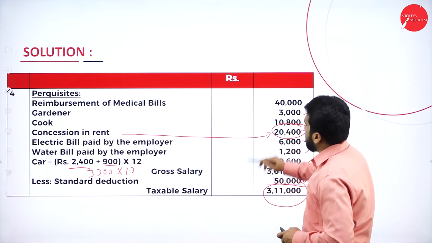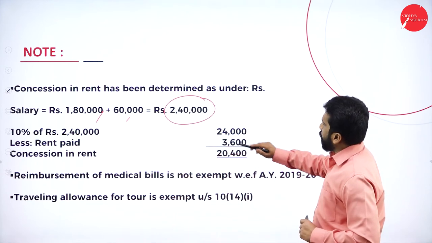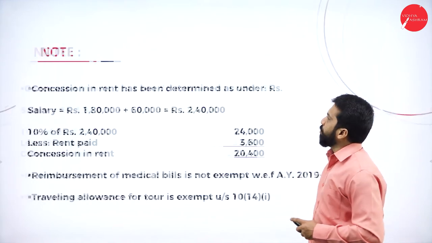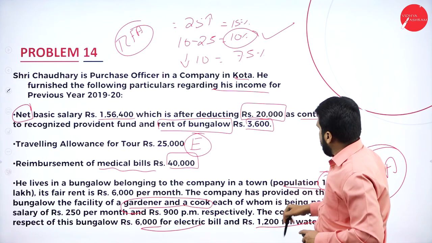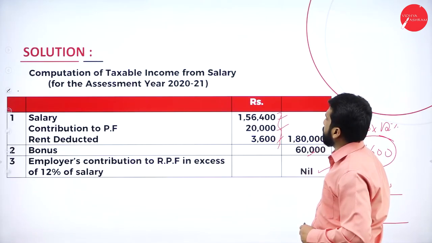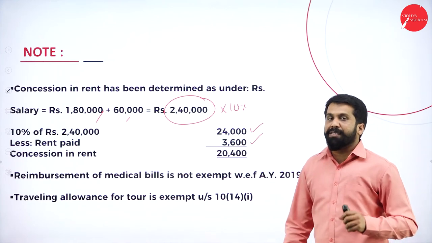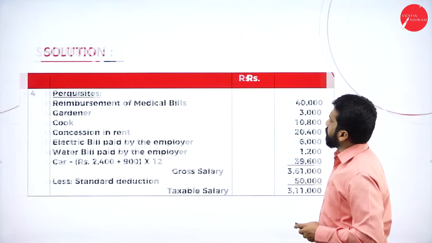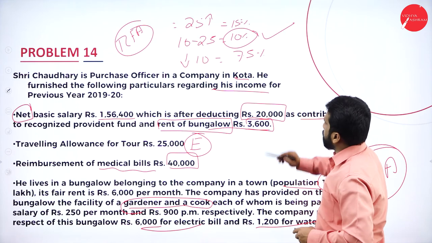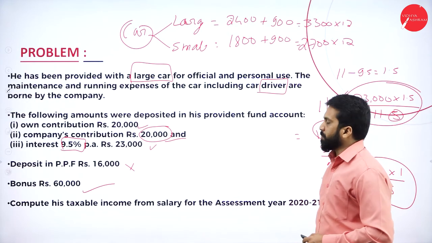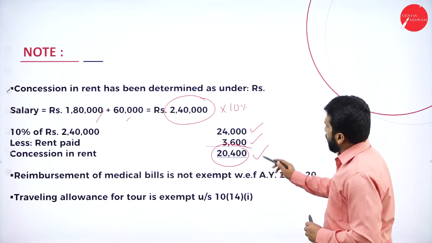Your concessional rent, very simple. Your basic salary plus your bonus, the total is 2,40,000. On that 10%. Why is it 10%? I'll go back. See, how much do we have to take? 10%, because the population is only 15 lakh. So it will be 10%. It will be 24,000 minus whatever rent is paid by him. He paid, I'll show you that. See, in the question they have given, rent paid for bungalow 3,600. Whatever is paid by him, we have to minus. Your final answer, 20,400. Now, 20,400 is done.